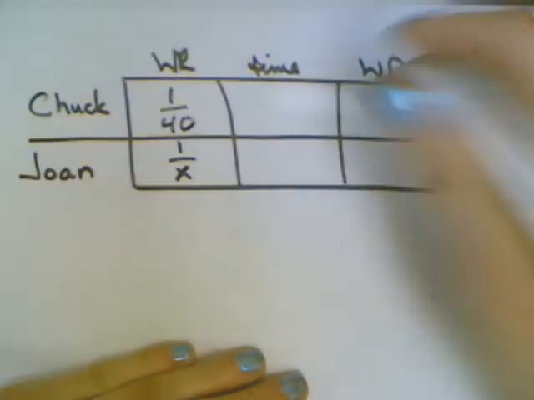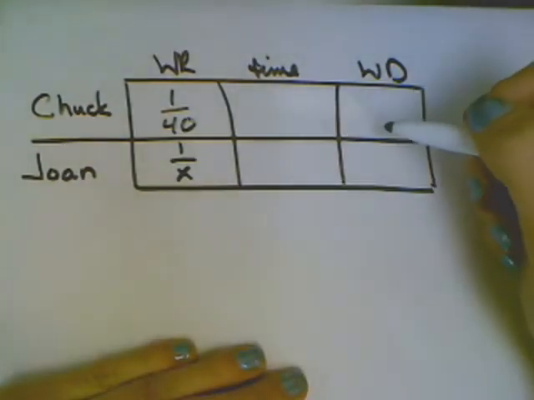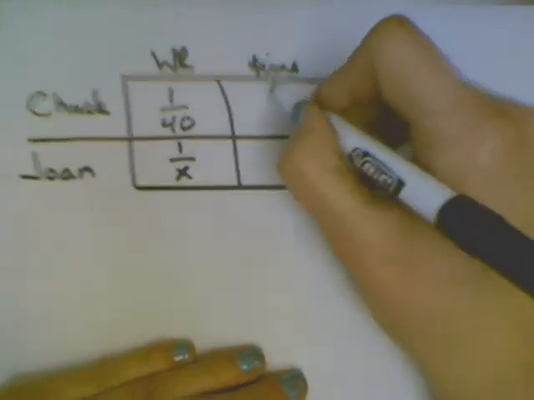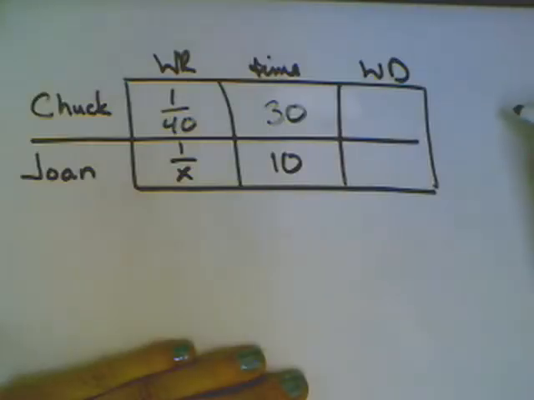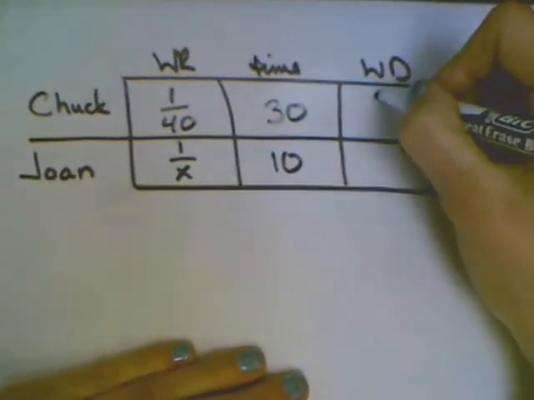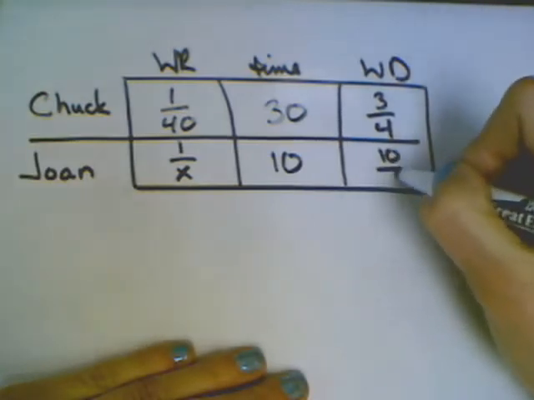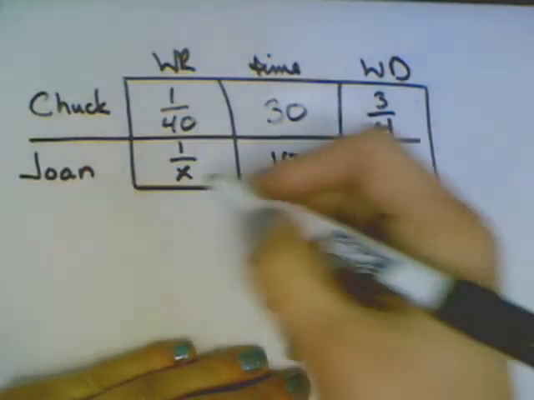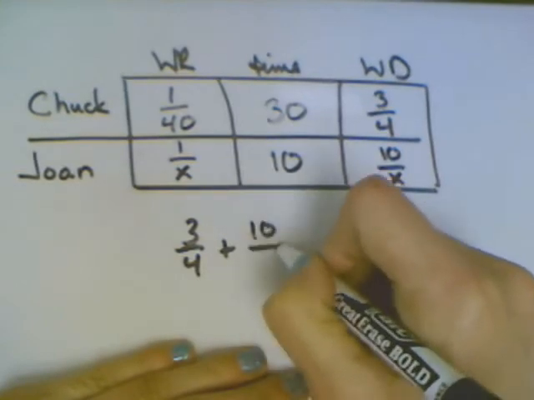I do know that Chuck worked for 20 minutes, and then Joan joined him for another 10 before they finished the driveway. That means Chuck worked for 30 minutes. Joan only worked for 10. Multiply across to get the work done. And I will have these two fractions now. Add them up to equal the one job that is done.